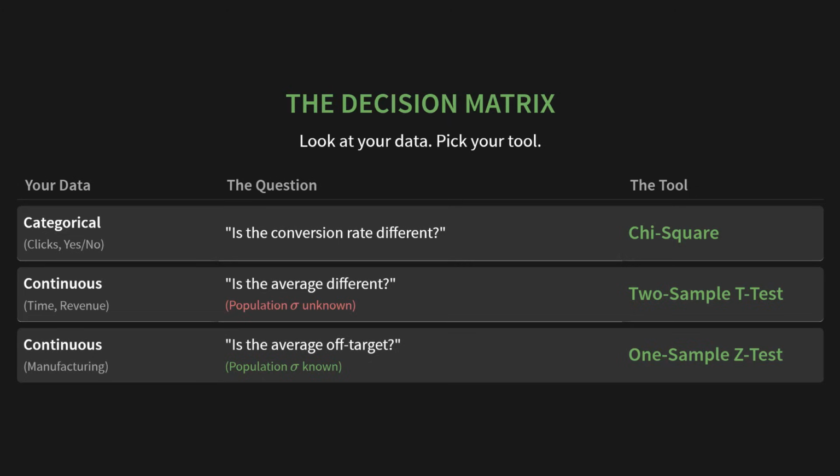Easy. But what if your data is continuous, like time or revenue, and you're asking, is the average different? But you don't know the population standard deviation, which is like 99% of the time. Your tool is the 2-sample t-test. And for those rare cases in manufacturing or science where you have continuous data and you do know the historical population standard deviation, you ask, is the average off target? And you use the 1-sample z-test. That's it. That's the playbook.